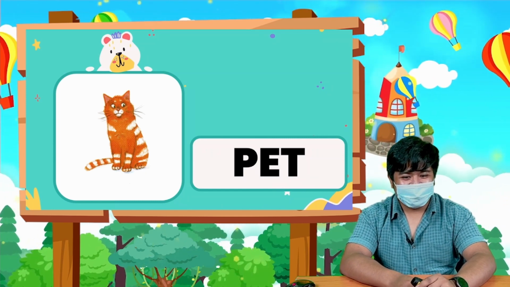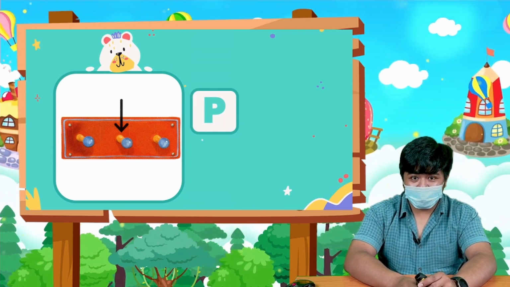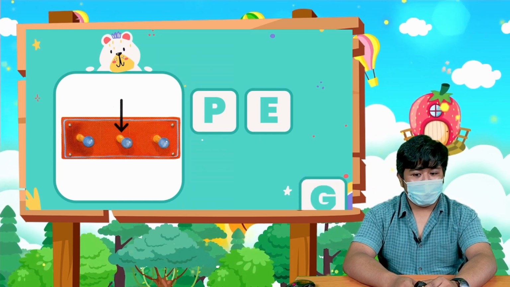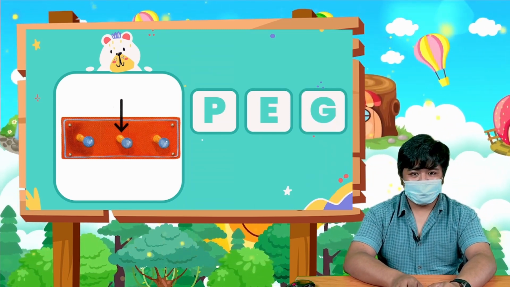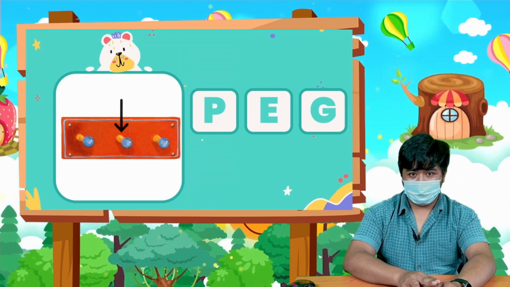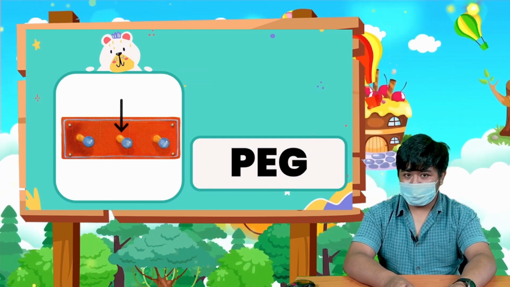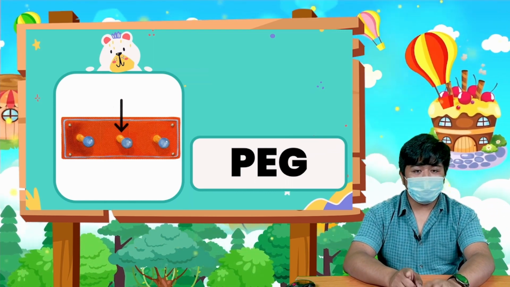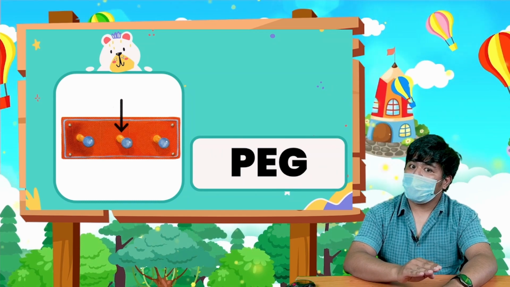That's right. Next, we have P. What's the sound of letter P? We have P. And then we add E. And the last one is G. P, eh, G. Peg. Peg. Very good. Again, the phonic sound or the short vowel sound of letter E is eh.